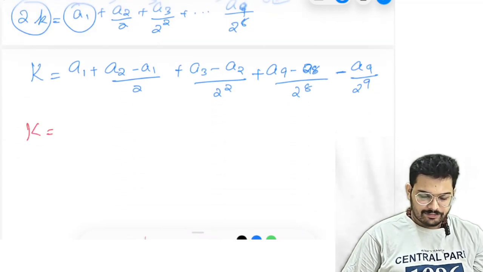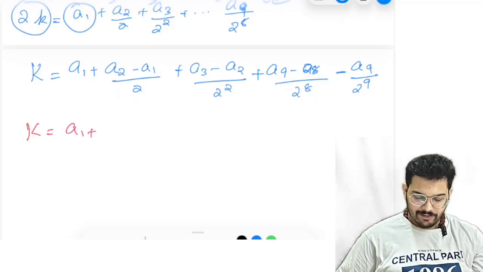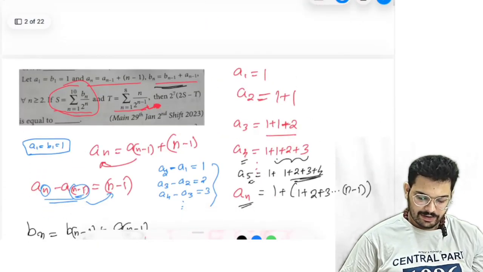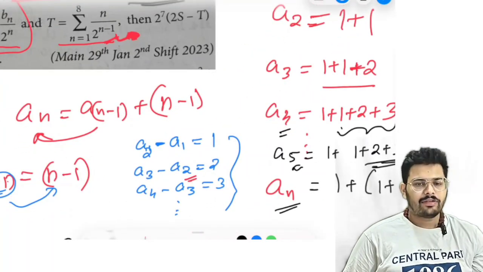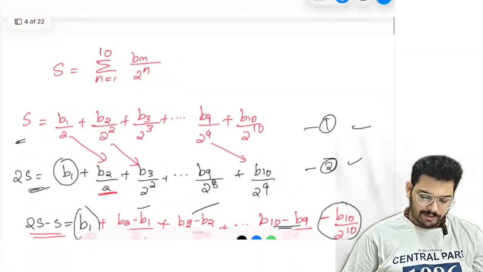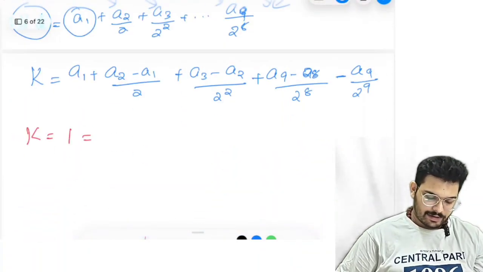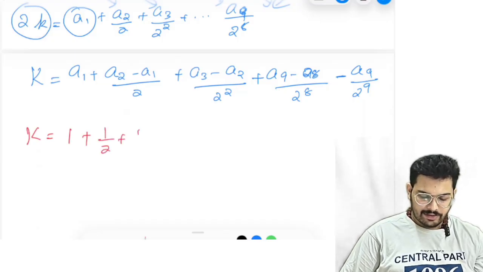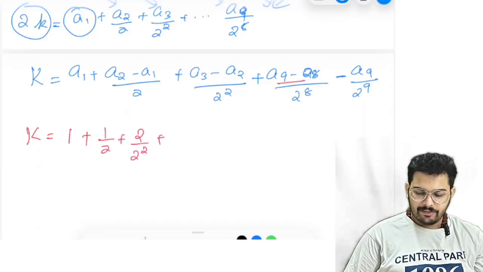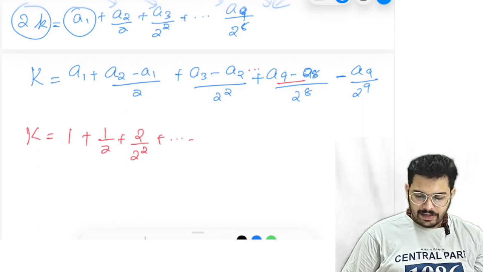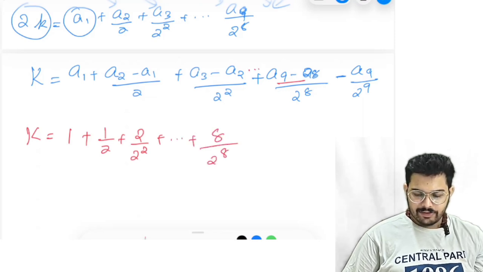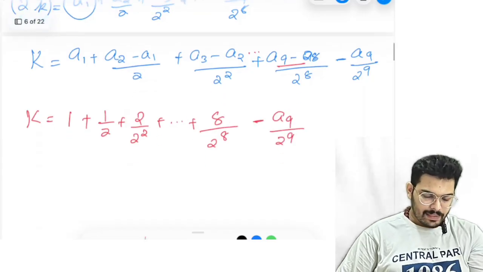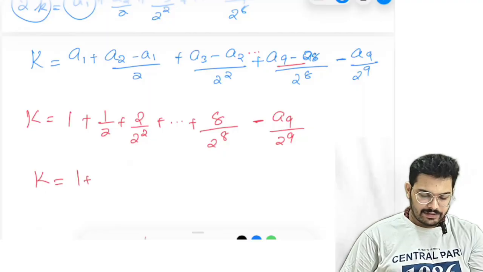k will be equal to a1 plus, a1 is actually given as 1, and a2 minus a1 is already there. a2 minus a1 equals 1, and a3 minus a2 will be equal to 2 respectively. So we will be using that property. Therefore this will become 1 plus (a2 minus a1) will be 1 by 2, (a3 minus a2) will become 2 by 2 square, plus etc., 8 divided by 2 raised to 8 minus a9 divided by 2 raised to 9. Now k will be equal to 1 plus this value.